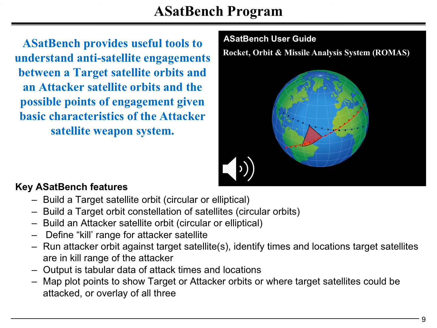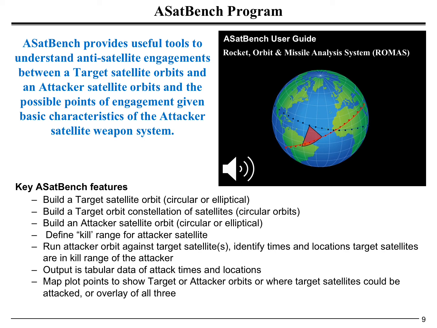The ASAT Bench program provides tools to understand anti-satellite engagements between target and attacker satellites, given a basic characteristic of the attacker weapon system, which is essentially range. As far as features go, you can build a target circular or elliptical satellite orbit for one or more revs, or you can build a target circular orbit constellation of satellites, again, one or more revs. Then build the attacker circular or elliptical satellite orbit for the same period of time.